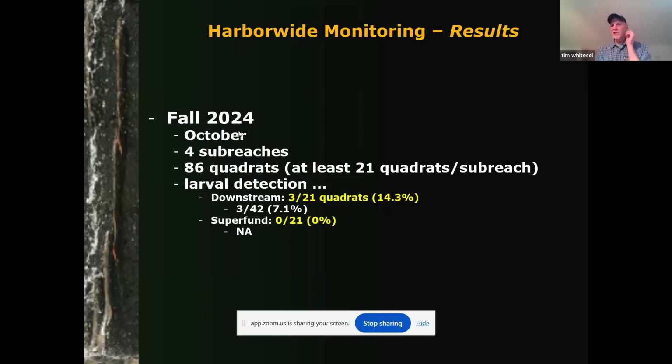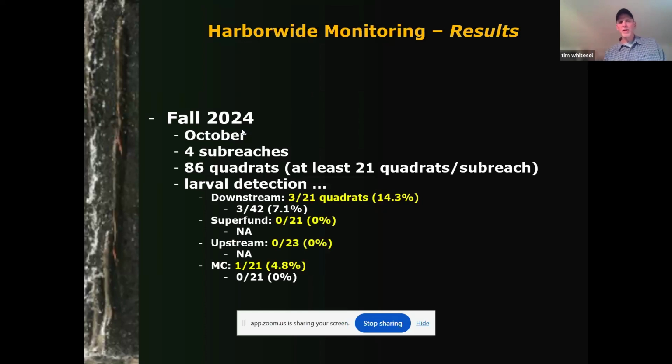So in the Superfund site specifically, in the pre-work during the fall, we did not sample that, so I have no comparison. But last year we sampled and we found lamprey in 0 of the 21 quadrats that we went to. Upstream 0 of 23, and again, we did not sample upstream in the fall during our pre-work.